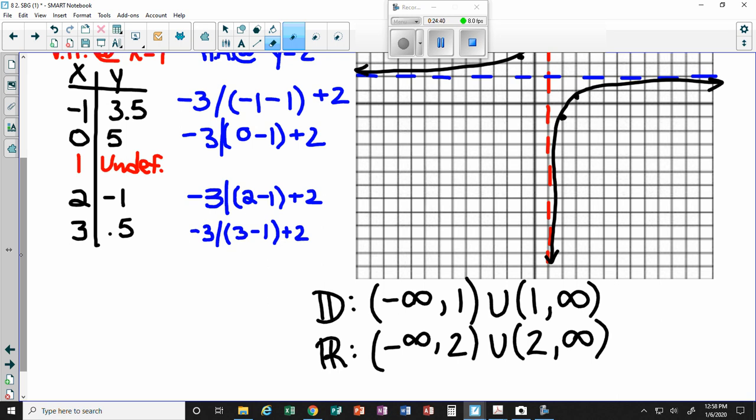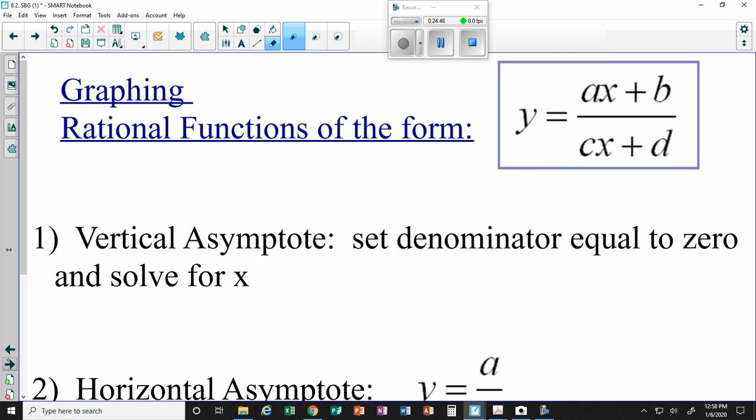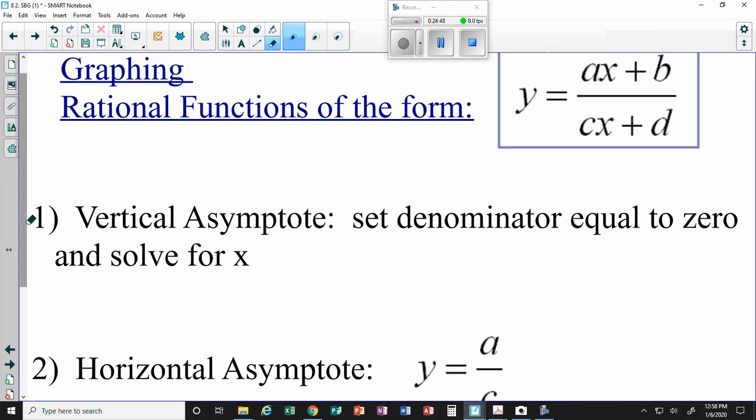Now, when it's in the next form, the only difference is how you find the horizontal asymptote. Okay? Everything else is the same. So if it's in the form of, now, careful, this A does not mean the same as the other A. They just put coefficients in there. A, B, C, and D are all coefficients. So if you have a linear divided by linear, this is the only difference, finding your horizontal asymptote. The vertical asymptote is the same: set the denominator equal to 0 and solve for x. So that's the same thing.